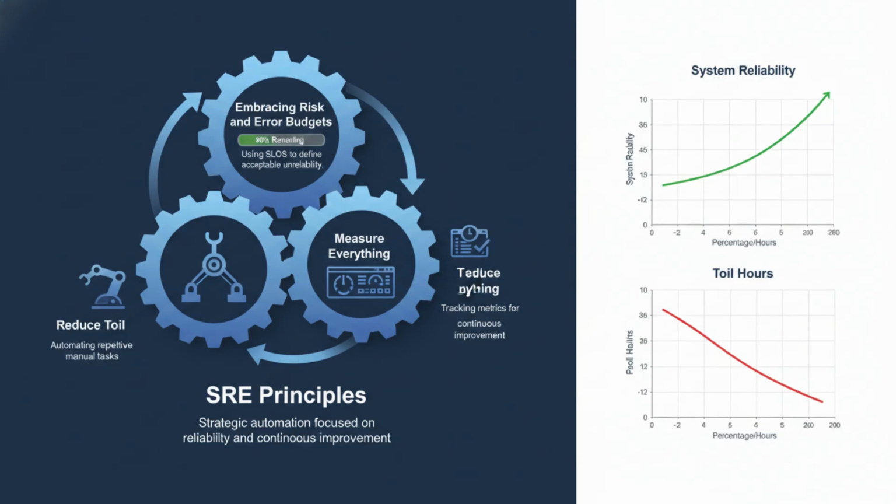Second, reducing toil is about minimizing repetitive, manual operational work. Automating integrity checks directly addresses toil by replacing manual audits with programmatic scans. Third, measuring everything underscores the importance of data. We must monitor the outcomes of our integrity checks, track deviations, and use these metrics to continuously improve our automation and overall system health. By integrating these SRE principles, our integrity automation becomes strategic, focused on reliability, and continuously improving.